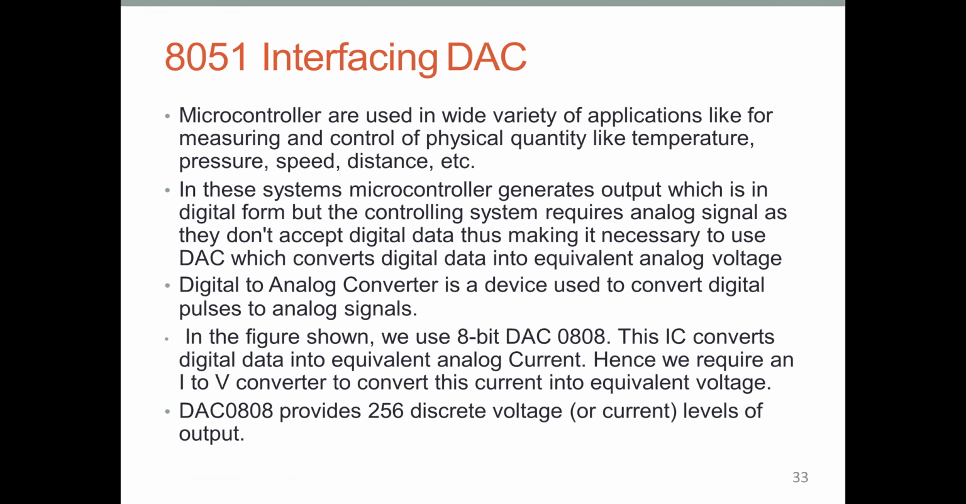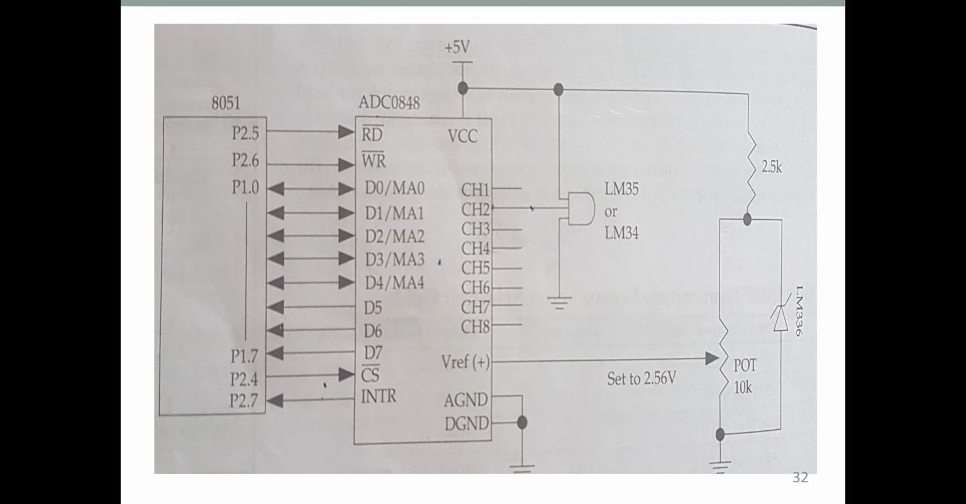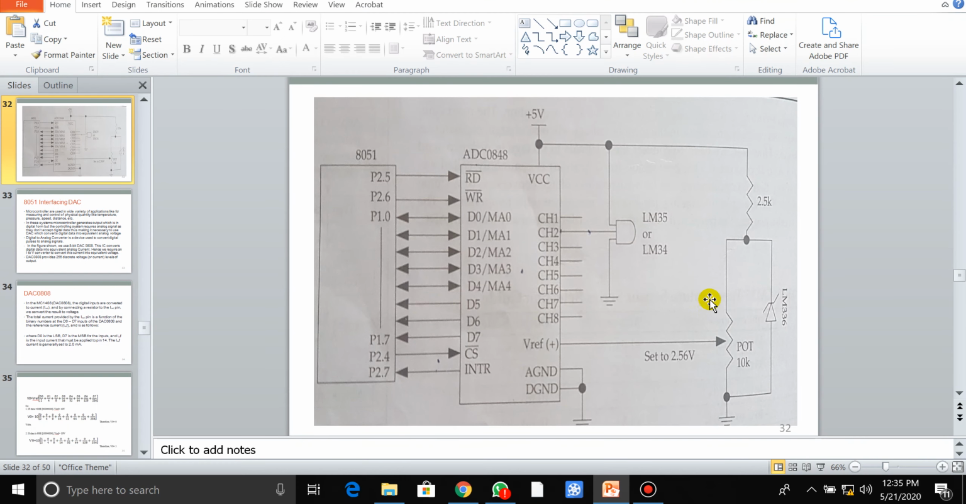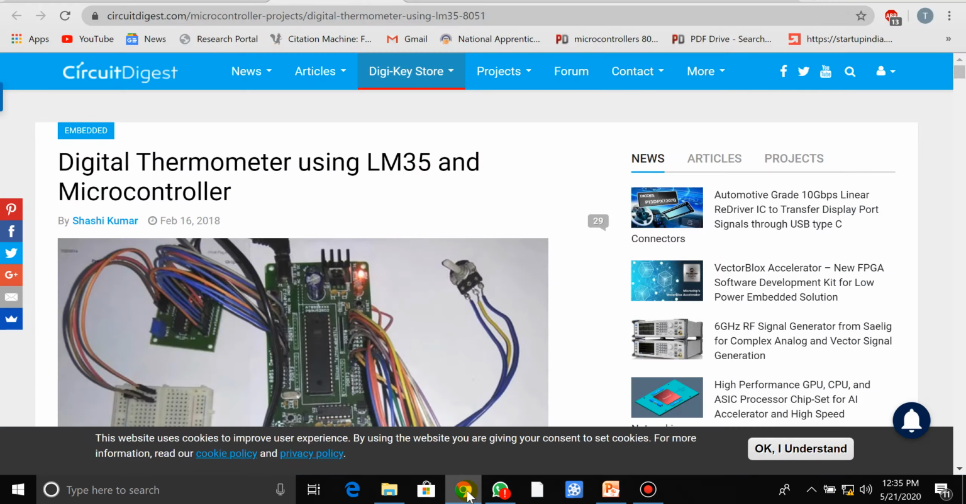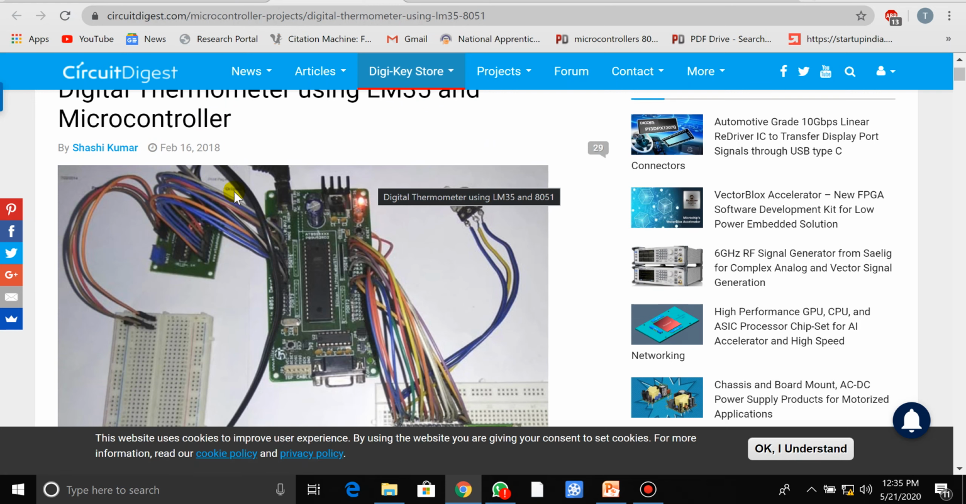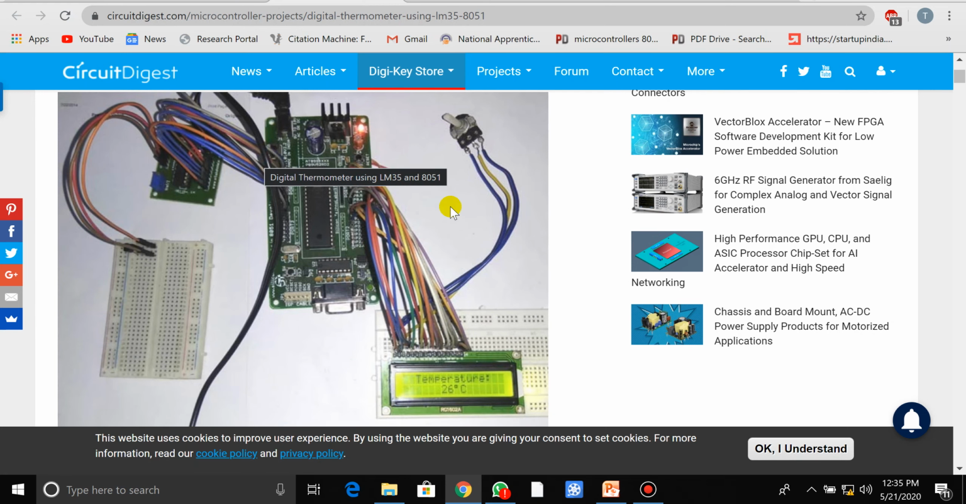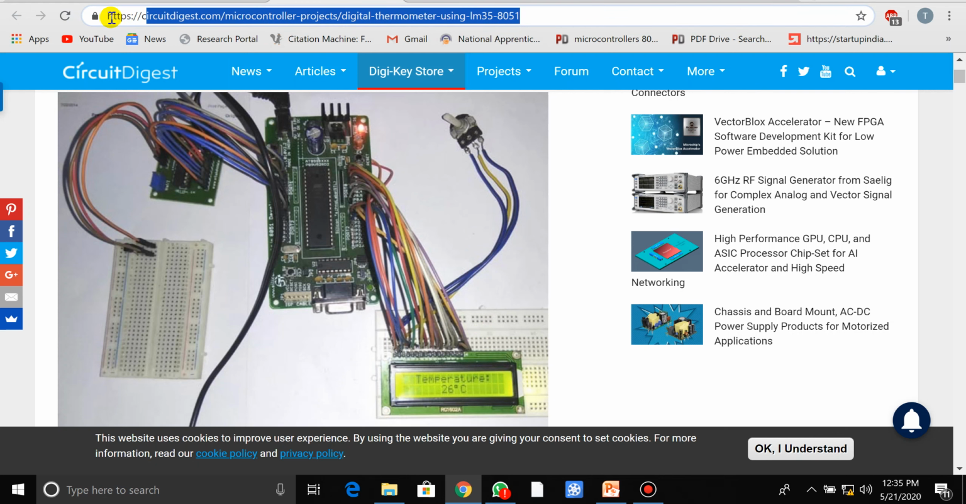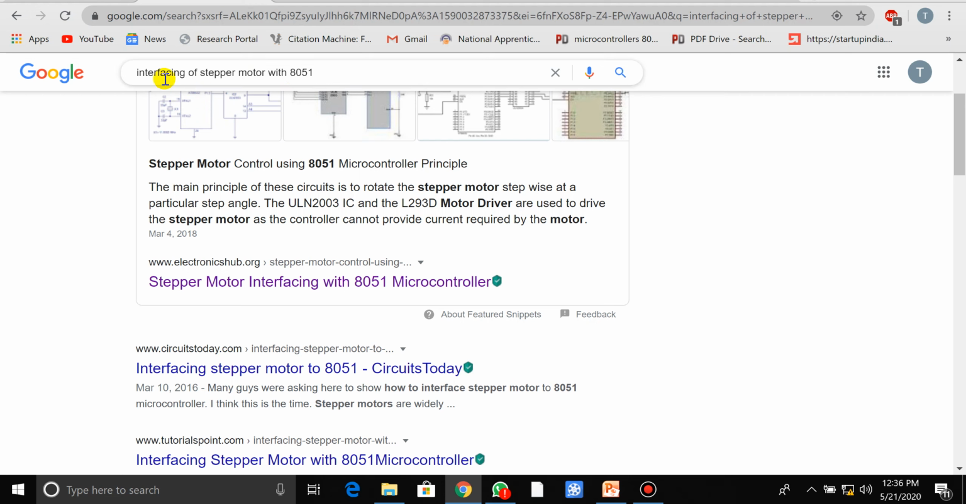So now before going to the next topic, that is 8051 interfacing with DAC, let us learn how it can be used for doing small projects. Here is a digital thermometer using LM35 and a microcontroller. This is a diagram of how it can look. In Google you can get a lot of data regarding this, if you just search for interfacing stepper motor, interfacing the DAC, interfacing the temperature sensor LM35, like this.